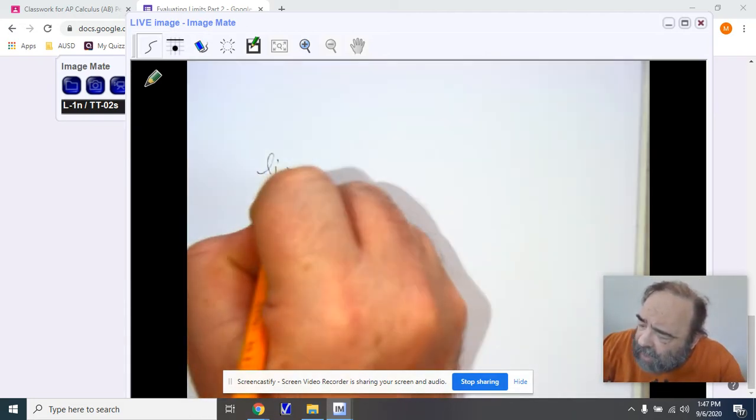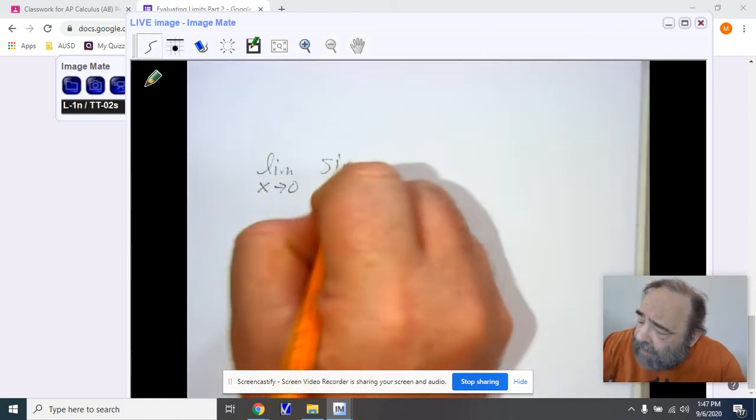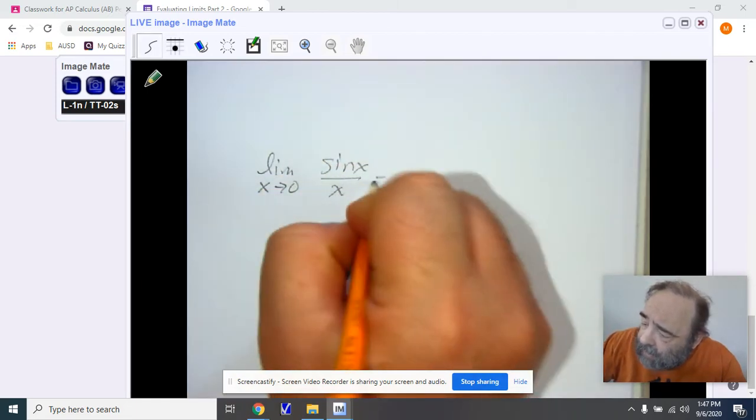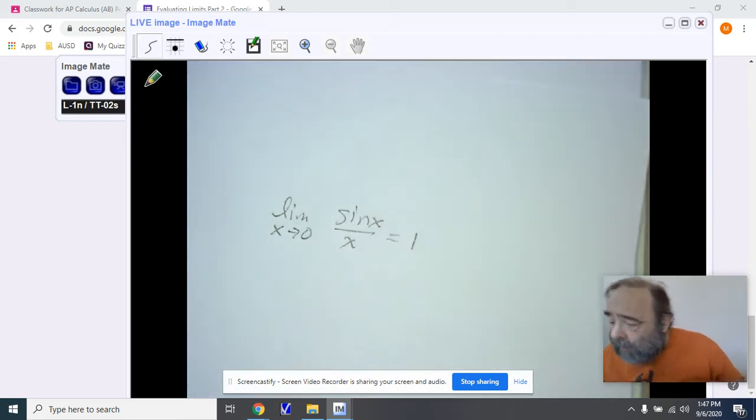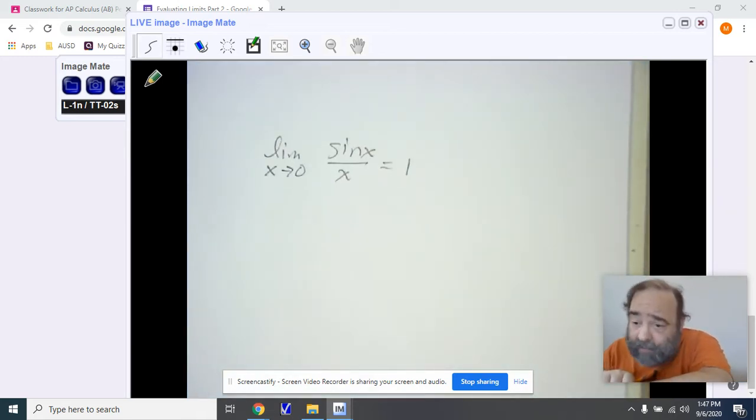In this portion of our video, we're going to be taking a look at the special limit and why the limit as x approaches 0 of sine of x over x equals 1. In order for us to do this, we're going to have to use what is called the squeeze theorem. I'm never going to ask you to do the squeeze theorem on your own, but I'm going to show you how to do it right now.